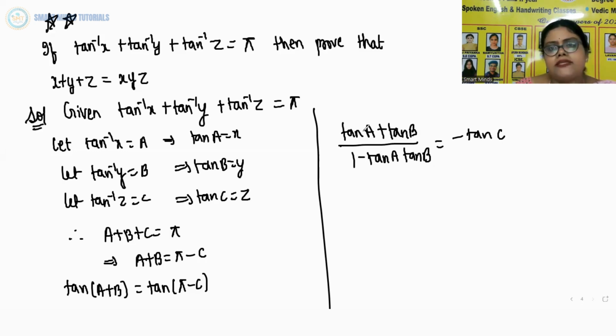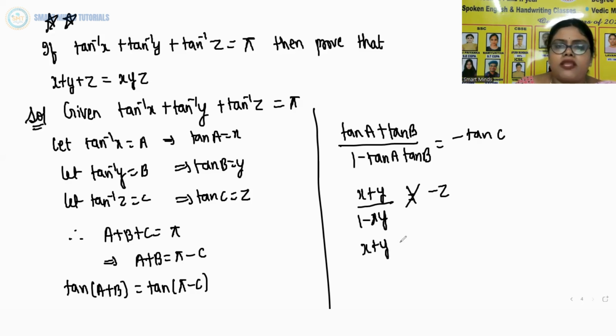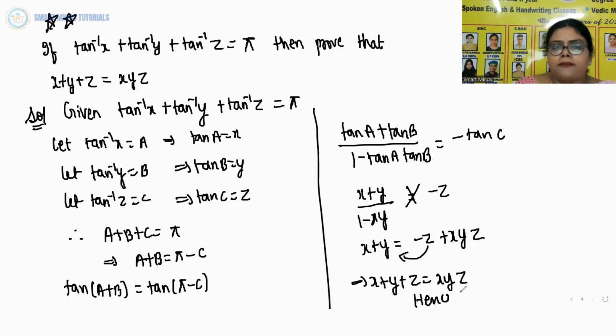So tan A is x, tan B is y, tan C is z. So this is (x + y) / (1 - xy) is equal to -z. If we cross multiply, we get x + y = -z + xyz. If we take -z this side, we will get x + y + z = xyz. Hence proved.